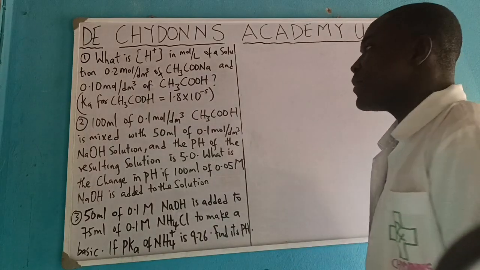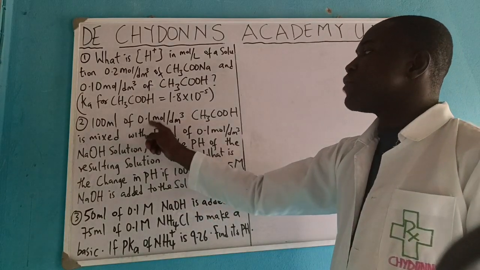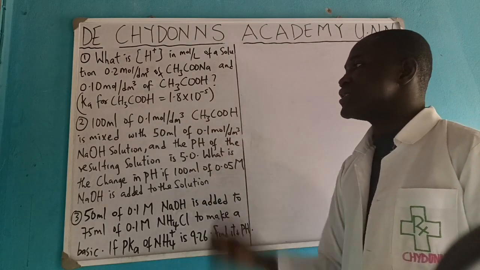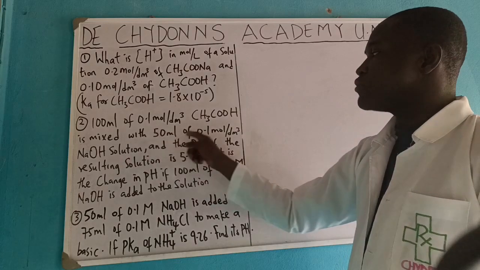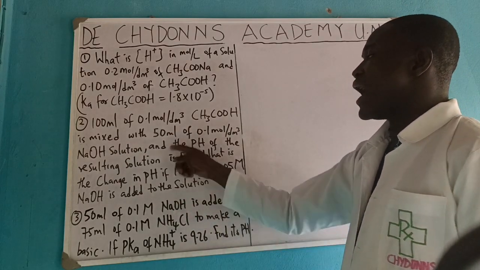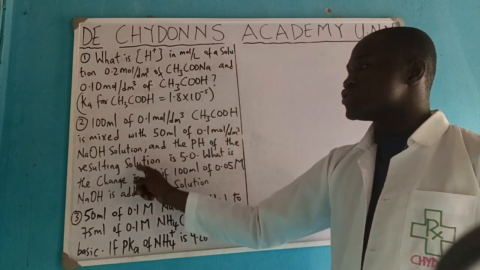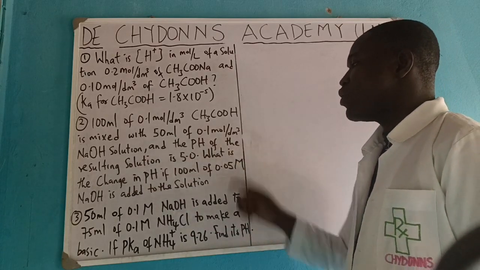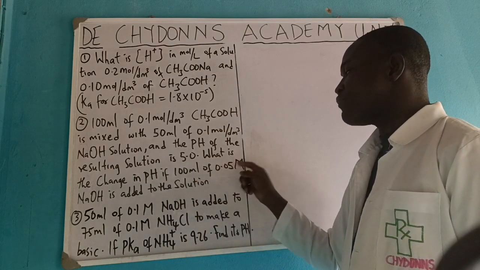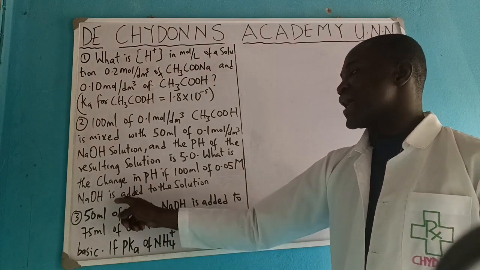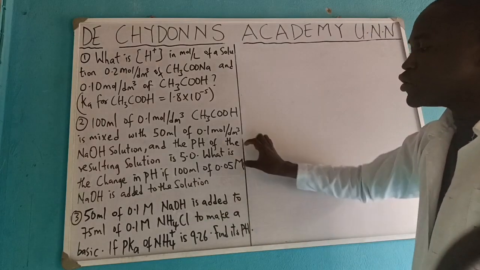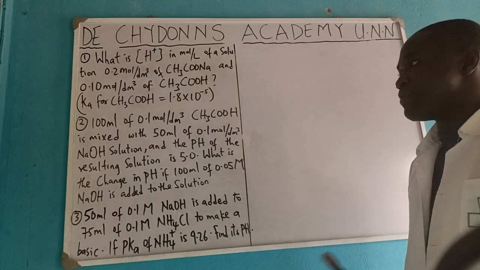To solve question number 2, 100 ml of 0.1 mole per dm³ ethanoic acid, or acetic acid, is mixed with 50 ml of 0.1 mole per dm³ sodium hydroxide solution, and the pH of this resulting solution is 5.0. What is the change in pH if 100 ml of 0.05 molar sodium hydroxide is added to the solution? Please, it's important for you to know that molar means mole per dm³.